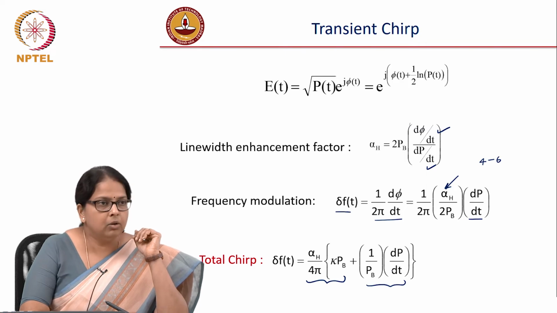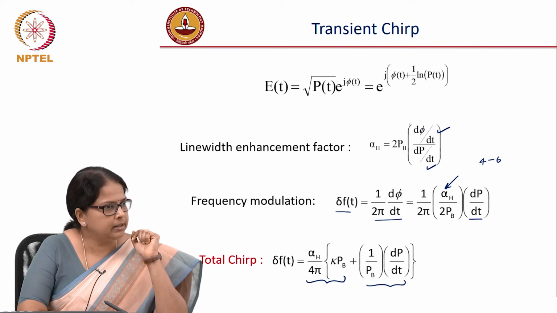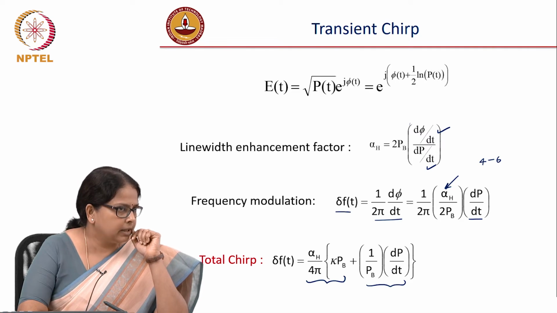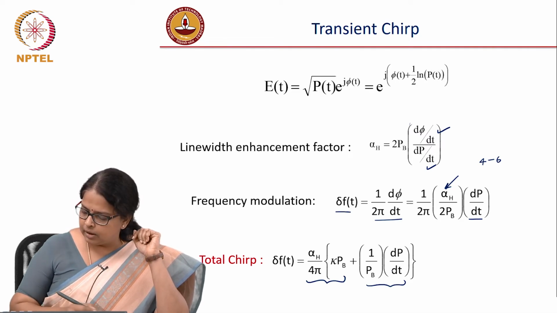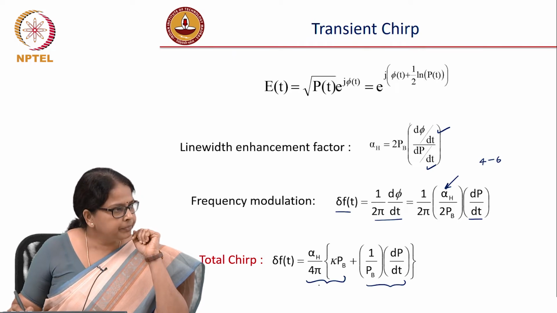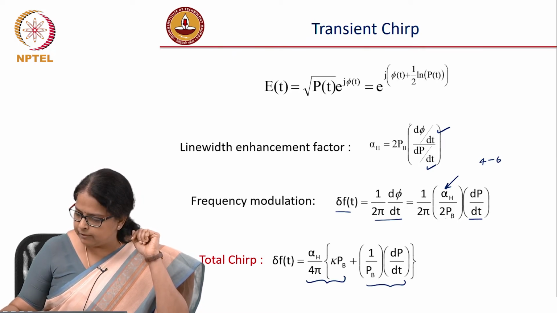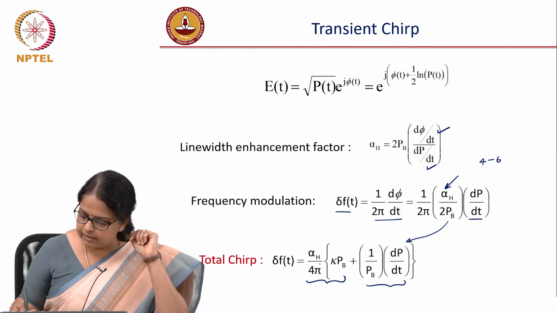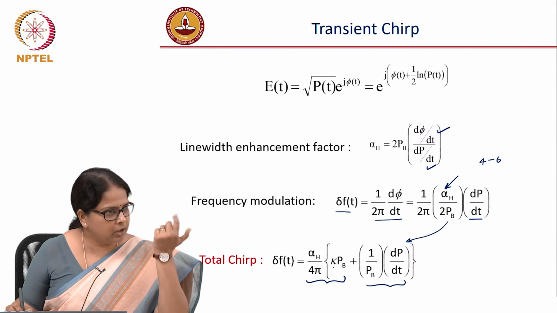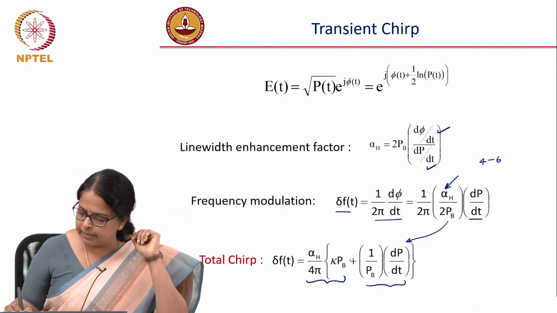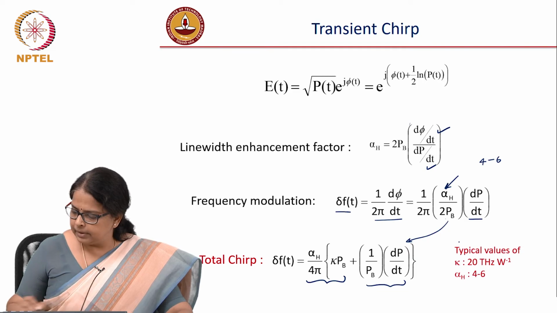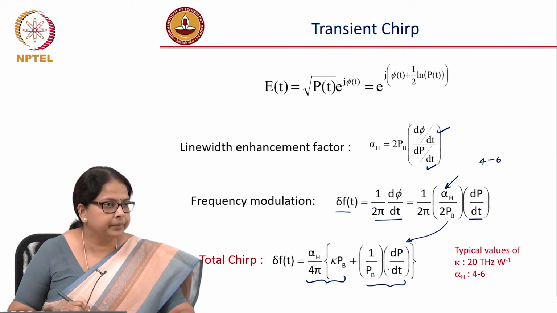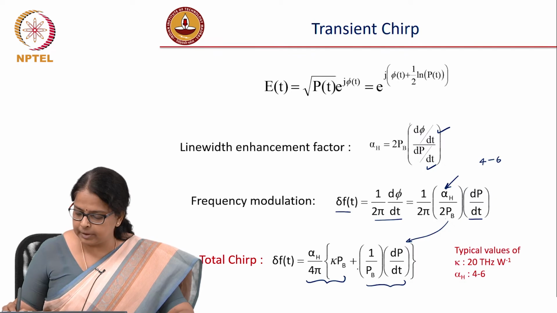So, this is how the frequency of a laser changes because of the current. Here you see it is dependent on P_B, and this part is 1 by 2 pi alpha by 4, it is the same term written here, but you have taken alpha_H by 4 pi together. So, 1 by P_B dP by dt. And to keep this part constant, you multiply it with one constant kappa. So, this kappa is your adiabatic chirp factor, and you have the line width enhancement factor.